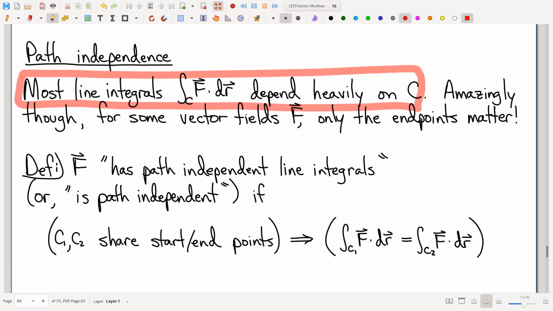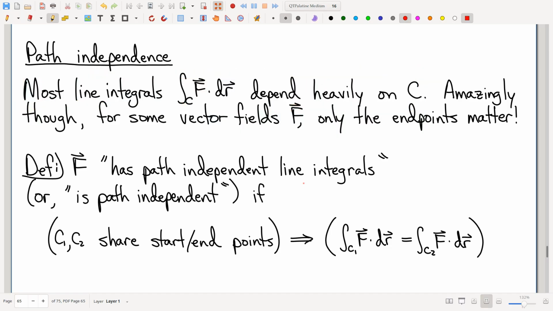Right? Well, analogously, if you want to compute an integral in single variable calculus, well, it depends what your interval is. Well, of course it does. So here's the amazing thing. Really shocking fact. There are some special vector fields. Let's see, I'm going to use orange for this. There are some vector fields. And what I'm about to describe is a property of the vector field. Amazingly, only the endpoints matter.